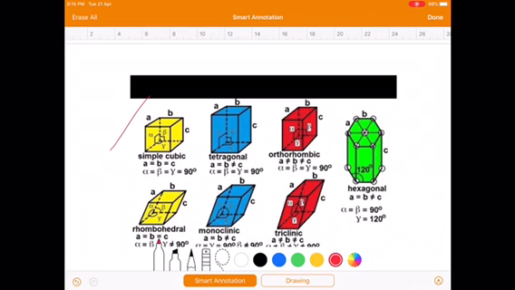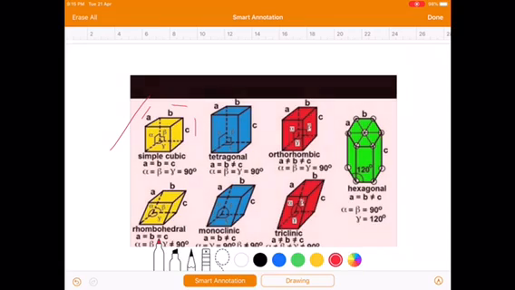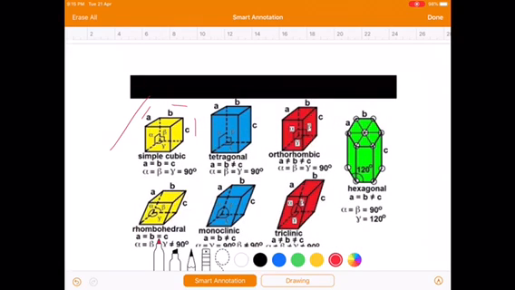All the axial distances A, B and C are equal: A equal to B equal to C. The axial angles alpha, beta and gamma are all equal to 90 degrees.